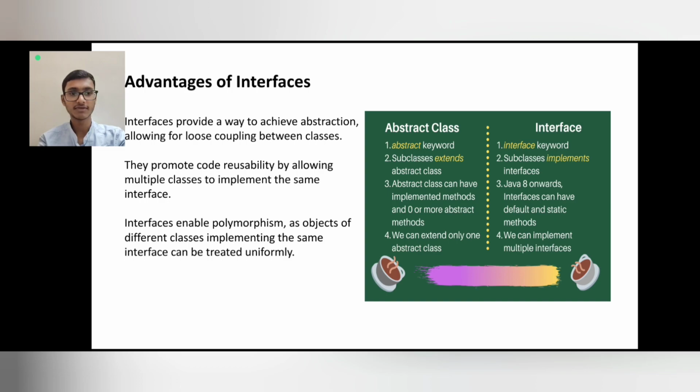Here you can see the difference between abstract class and interface. Abstract classes use the abstract keyword, whereas interfaces use the interface keyword. A subclass extends an abstract class, whereas a subclass implements interfaces. Abstract classes can have implemented methods and zero or more abstract methods. Java 8 onwards, interfaces can have default and static methods. We can extend only one abstract class, whereas in interfaces we can implement multiple interfaces. This is the simple difference between abstract class and interface.